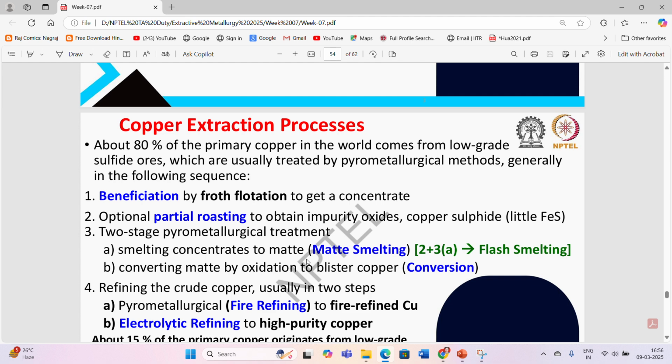So we had talked about different types of furnaces. We had talked about smelting operations. We had talked about the refractory linings used inside the particular furnaces. So from now on, we will talk about the different metal extraction processes from their particular ore sources. So first one is copper extraction processes.